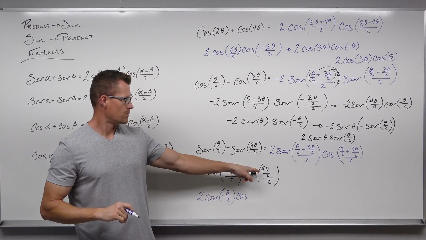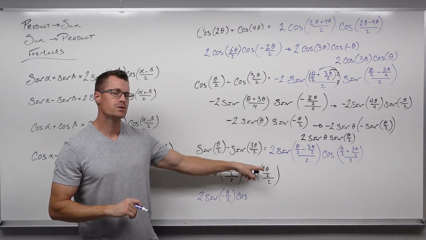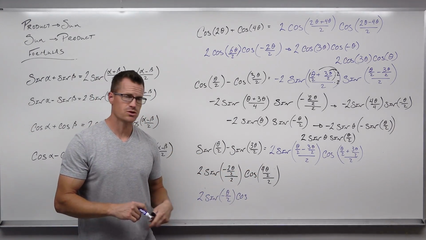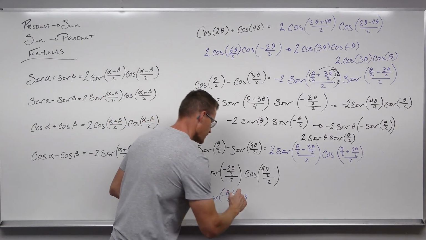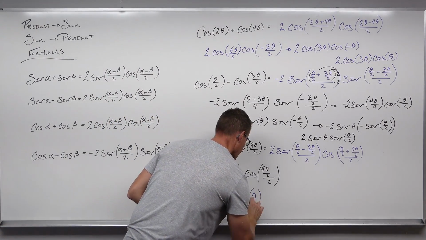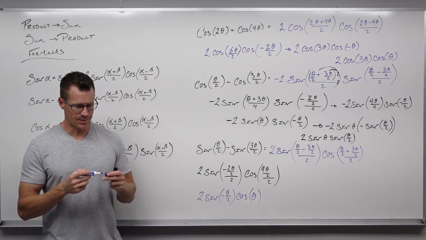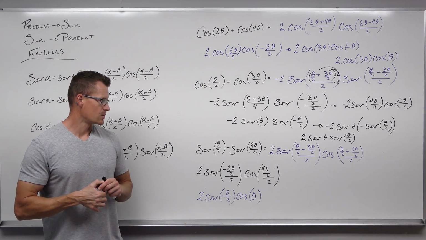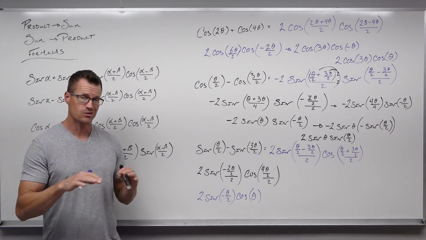Cosine of, well, let's see, 4 theta over 2 is 2 theta over 2. Divided by 2 is just theta. Now I'm hoping you see what's going to happen next. Cosine looks great. Cosine theta, you're done.